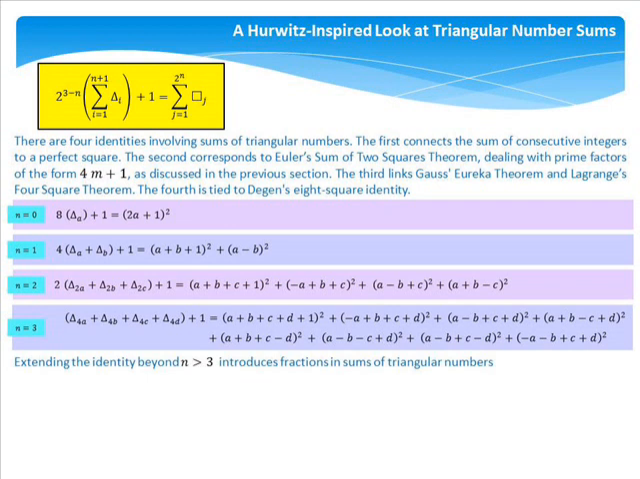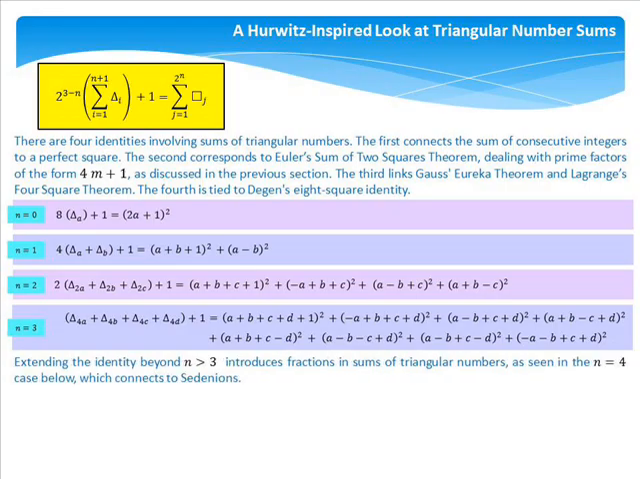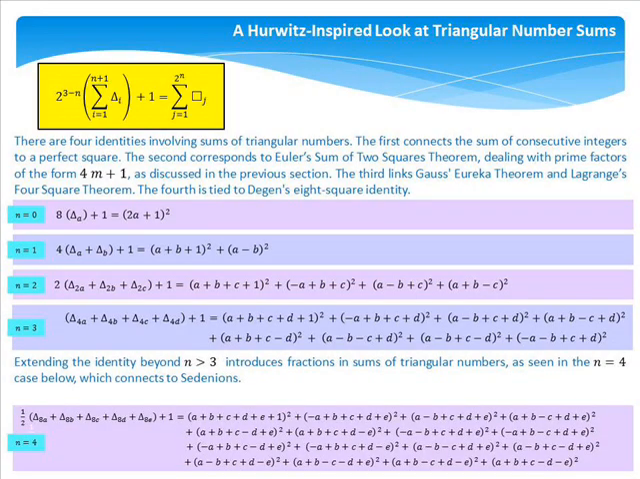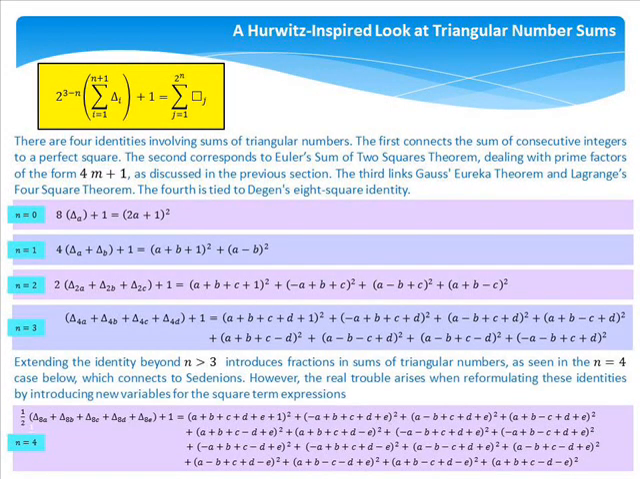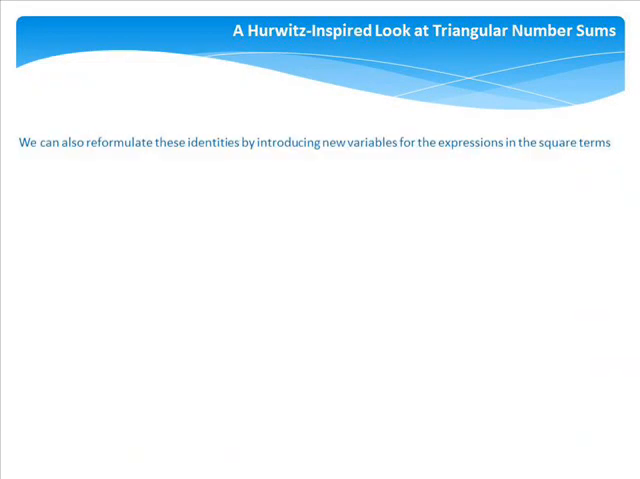Extending the identity beyond n bigger than 3 introduces fractions in sums of triangular numbers, as seen in the n equal 4 case below, which connects to Sedenions. However, the real trouble arises when reformulating these identities by introducing new variables for the square term expressions, as we did earlier for the sum of two squares. We can also reformulate these identities by introducing new variables for the expressions in the square terms, just as we did in the previous section for the sum of two squares.